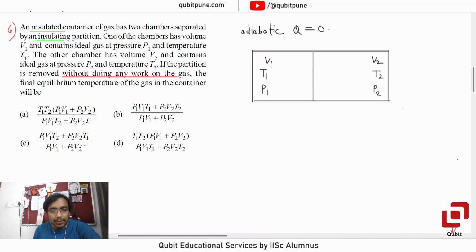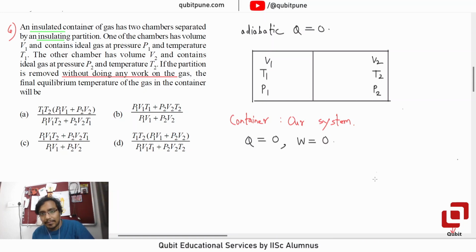Now look, if we consider the container as our system, very important, then Q is 0 and W is also 0. Do you realize that? Why is W 0? W is 0 because delta V is 0 for the entire system.